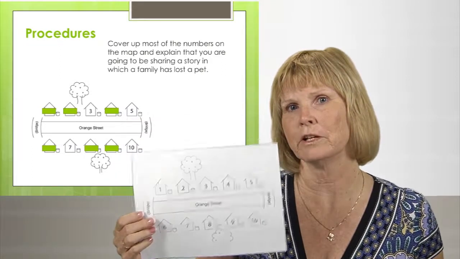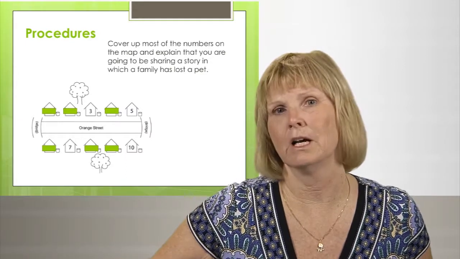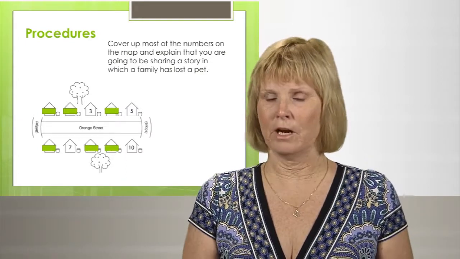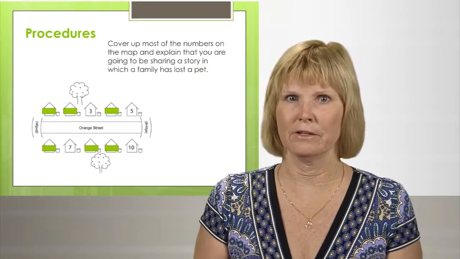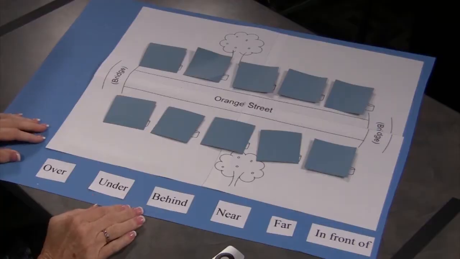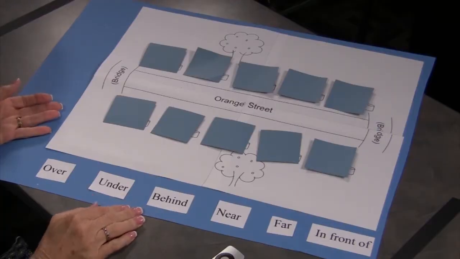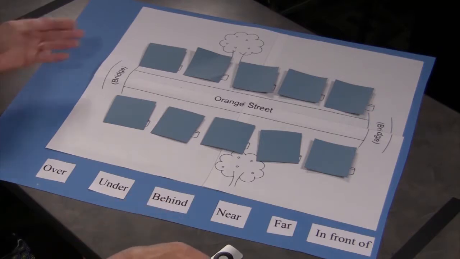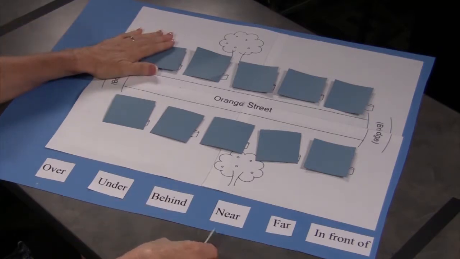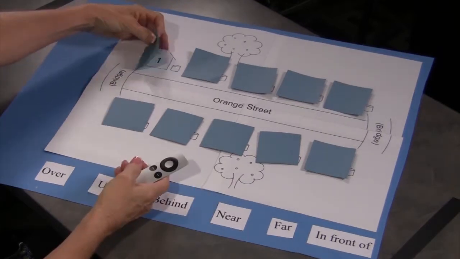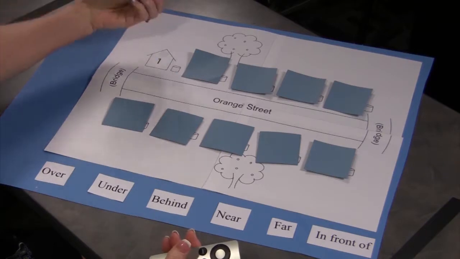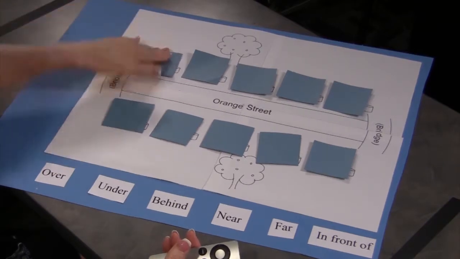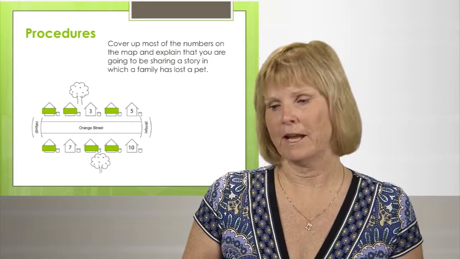So the first thing you're going to want to do is on your large neighborhood map that you've glued together, which I have here for you, is that you're going to tell them that this family has lost their cat. And you're going to have the numbers on the map covered up, and I just covered them up by using some Velcro on the top of some construction paper. So we've got our map here.